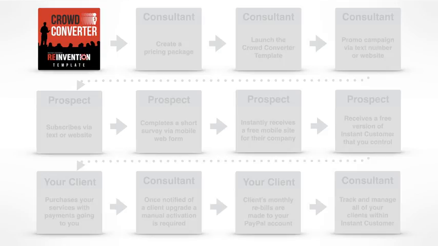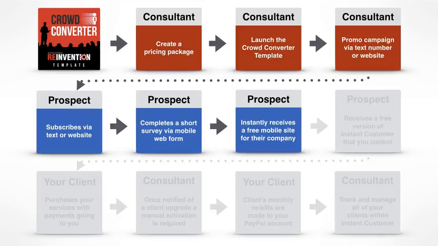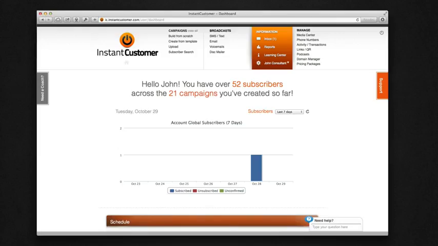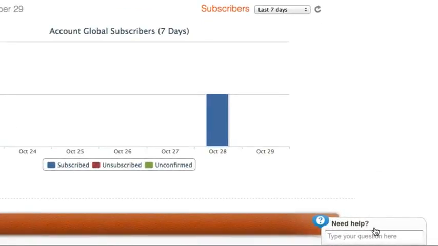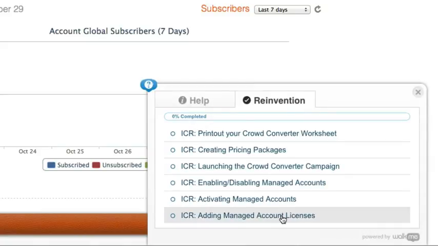The Crowd Converter template provides a simple process flow that will walk you through everything step by step. To get started, you're going to want to launch your walkthrough training module inside of Instant Customer. Once you're logged in, just navigate to the bottom right-hand corner of your screen to the Need Help section. And when open, you'll see a Reinvention tab that will list all of your various training modules that you should review to complete your campaign.